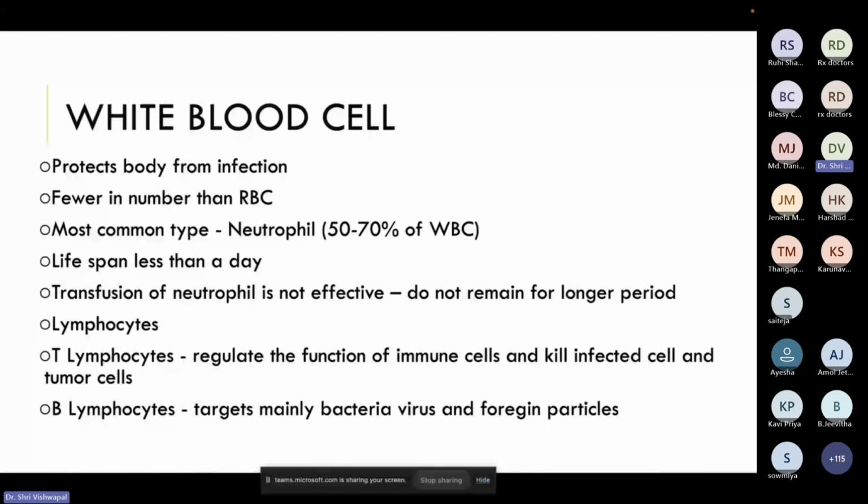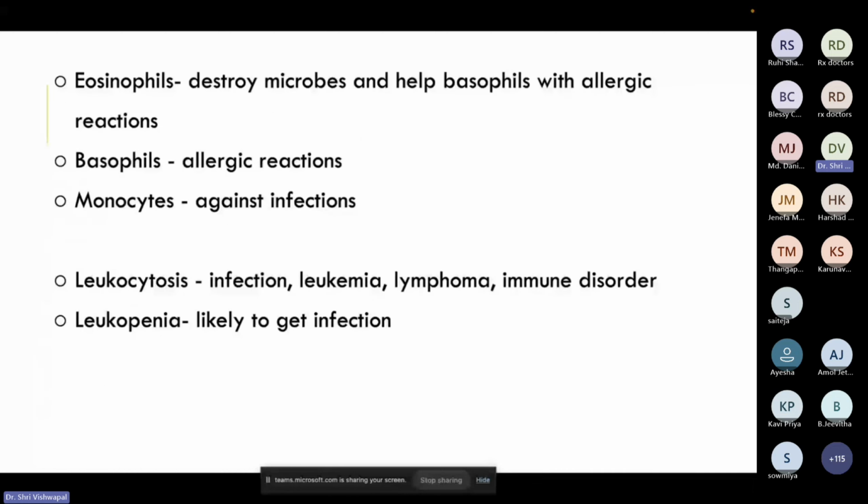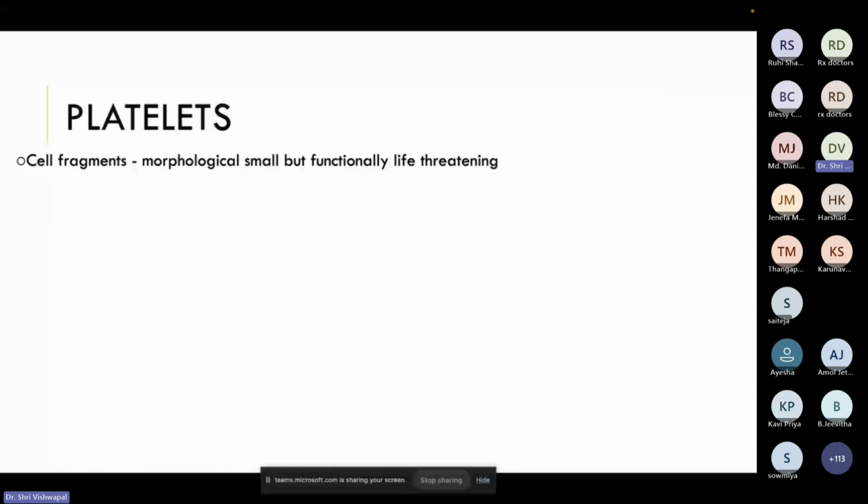So leukopenia is where there's a lower number of WBC. So when there's a lower number of WBCs, we'll be much more prone to get infection, like in a neutropenic case. So the next is platelets. The platelets are cell fragments. So this is not a type of cell like the RBC or WBC. It is a cell fragment morphologically, and actually it has a life-threatening function. As we all know, the platelet is also one of the cofactors for CAD or stroke or PVD to occur.